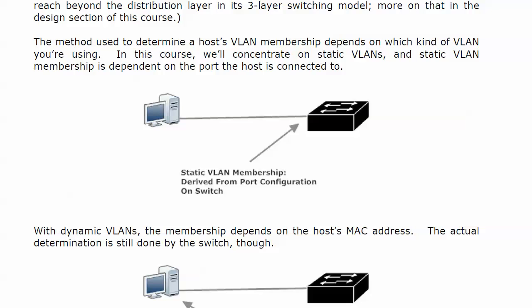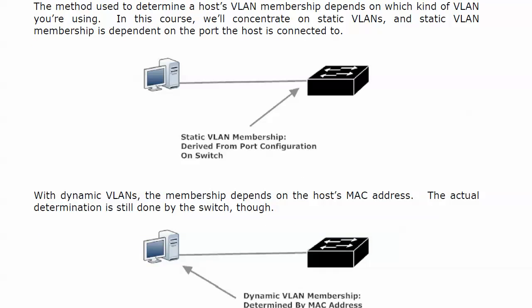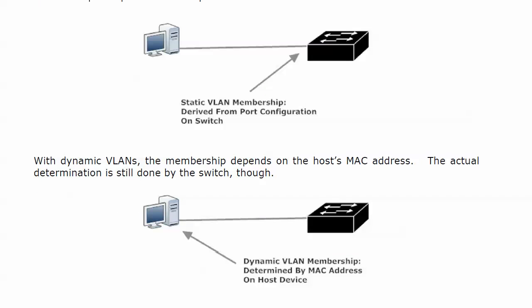In this course and on your switch exam, we're going to concentrate on what we call static VLANs. Static VLAN membership is dependent on the port that it's connected to. So we're going to go in, we're going to configure a little bit of information on that port, and that's how the host gets its VLAN membership. In contrast, with a dynamic VLAN, the membership depends on the host device's MAC address. So again, static VLAN membership is port-based, but dynamic VLAN membership is address-based.